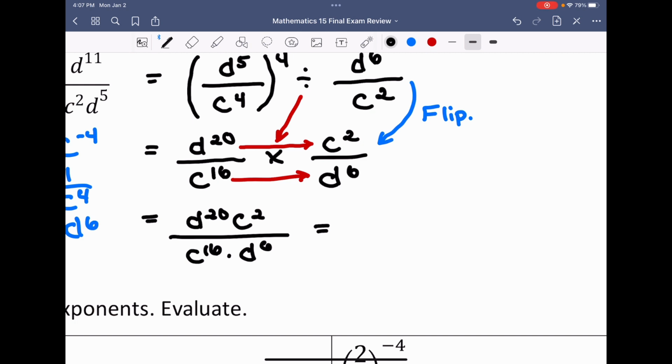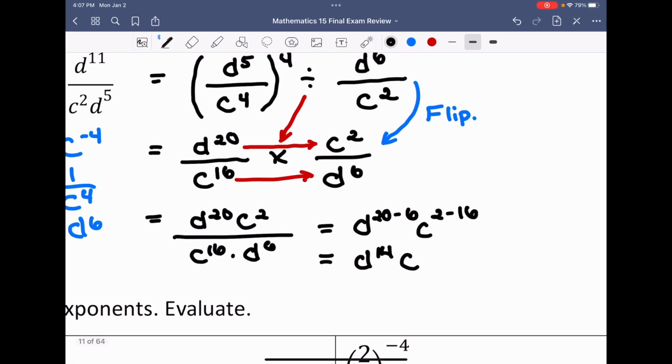D20 over D6, that's like saying D to the 20 minus 6. And then I have C2 over C16, which is like saying 2 minus 16 in the exponent. This is going to become D to the 20 minus 6, which is 14. C, 2 minus 16 is negative 14. If I have a negative exponent, I need to flip that to the denominator to make it positive. So this becomes D14 over C14. And that would be our final answer there. And I'll make sure to close that to not confuse it.